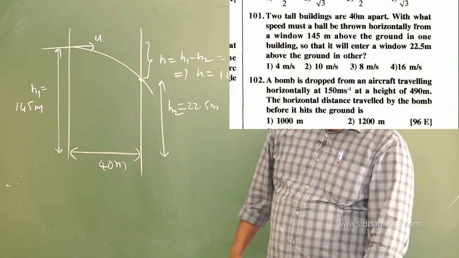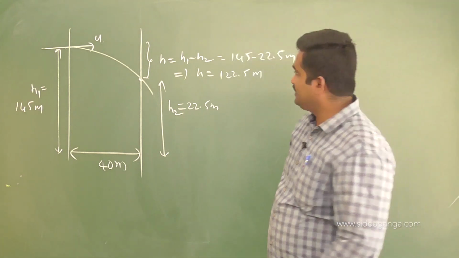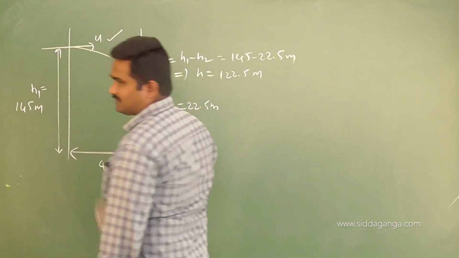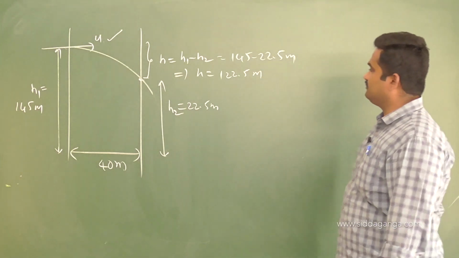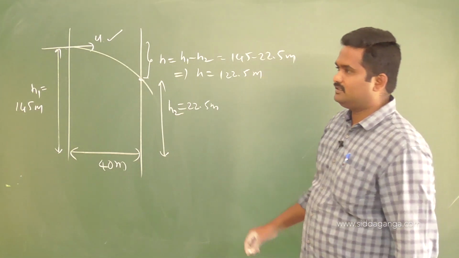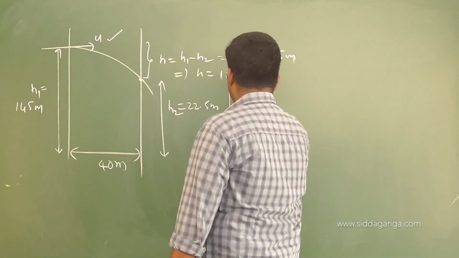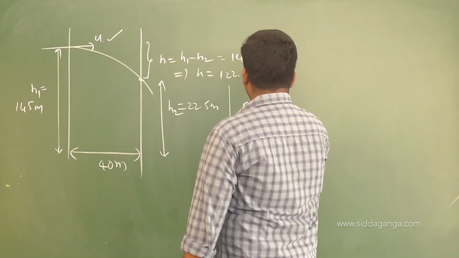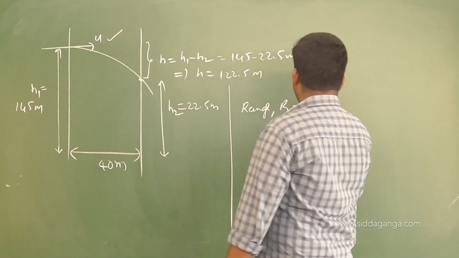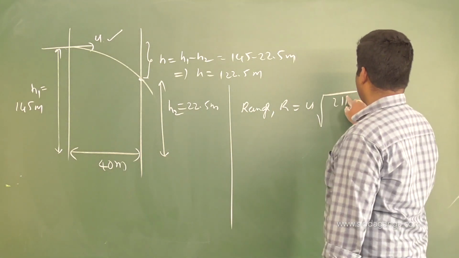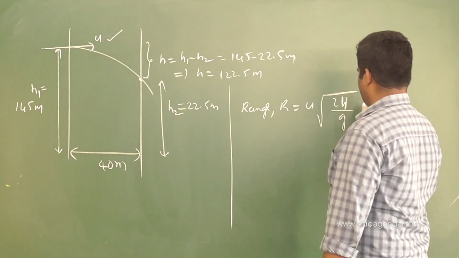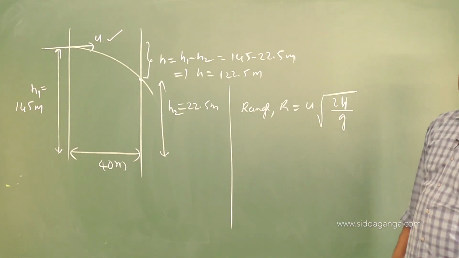So that it enters the window below. What is the speed? They are asking for u here. You know the relation for range. The range of an oblique or horizontal projectile is given by R equals u into root of 2h by g. One formula we have written, isn't it? R equals u into root of 2h by g.